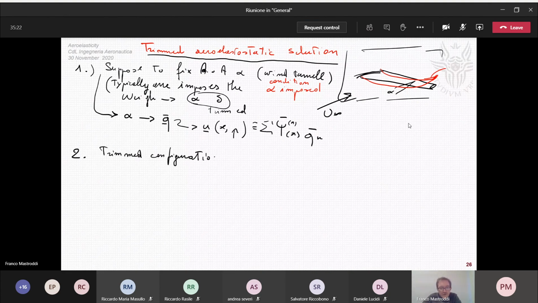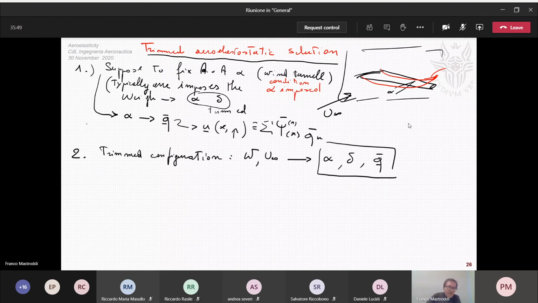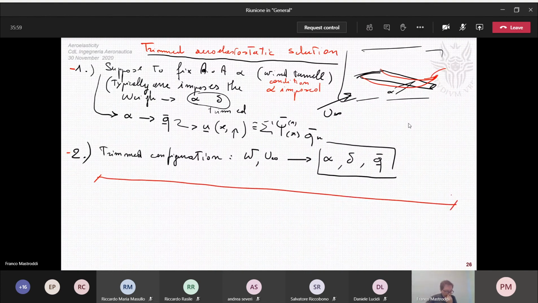So in the true aeroelastostatic trim problem, we have to assign the weight of the aircraft and the flow condition, and then you have to evaluate the angle of attack, the angle of the tail control surface for balancing your aircraft, and eventually the set of Lagrangian variables giving us the deformed configuration. However, we want to emphasize this double step, 1 and 2. So first step, impose alpha.